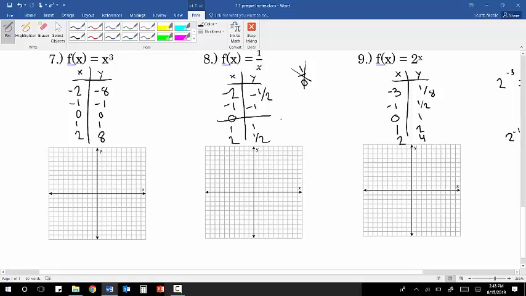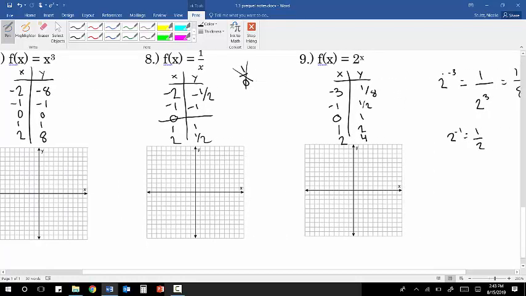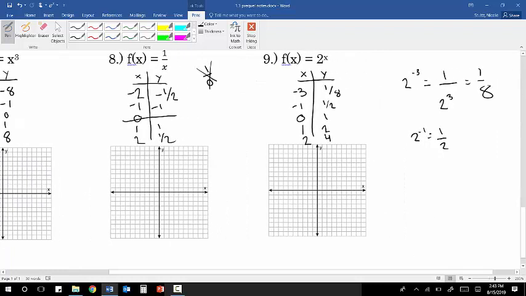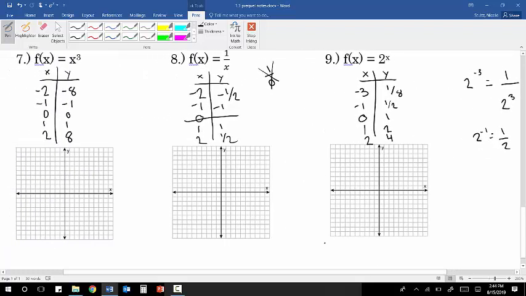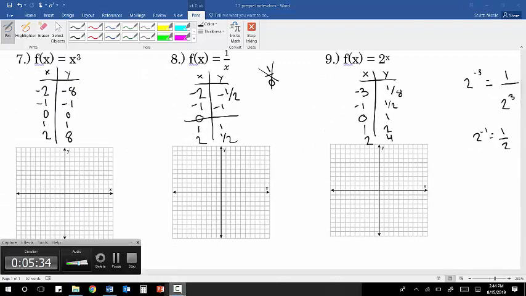And then for number 9, you should have got some fractions. So remember, negative exponents mean fractions. They don't mean negative answers. So 2 to the negative third is 1/8. 2 to the negative 1 is 1/2. So make sure you don't have -8 and -2 on here. That's not right. So what you're going to do next is I want you to go ahead and plot the points and then try your best to connect them, and we'll see how our graphs match up.